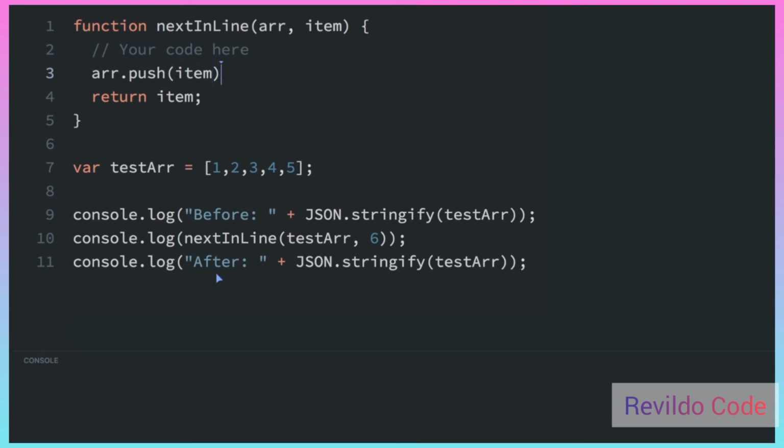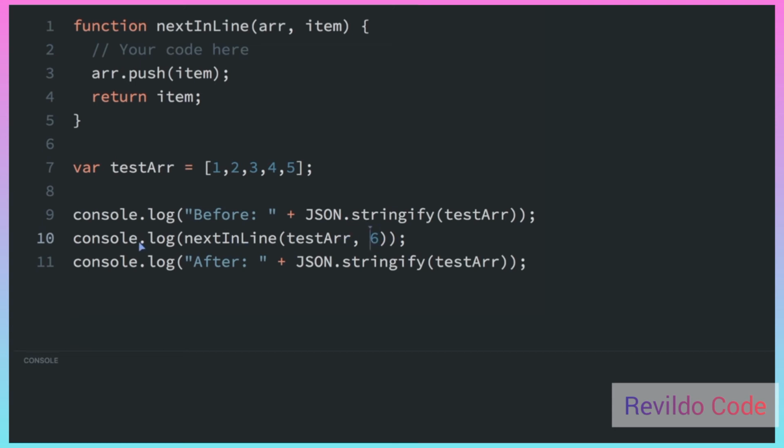So what we did, we took this array that was passed in here, which is in this case test array, and we pushed the item that was passed in. And in this case here, it's the item 6.